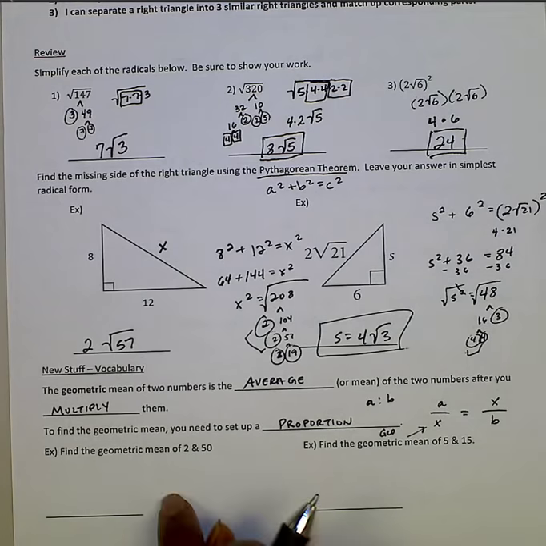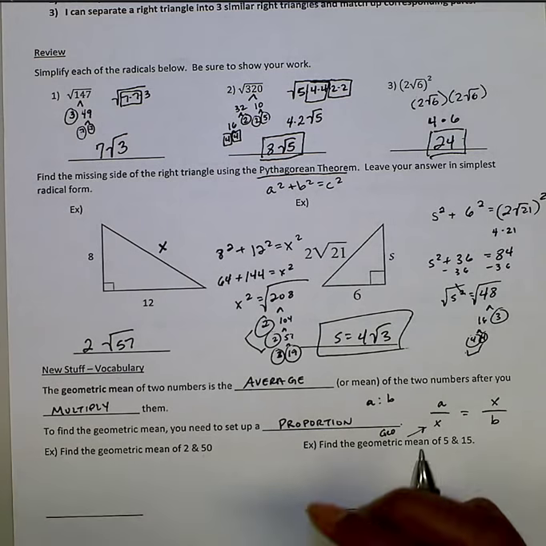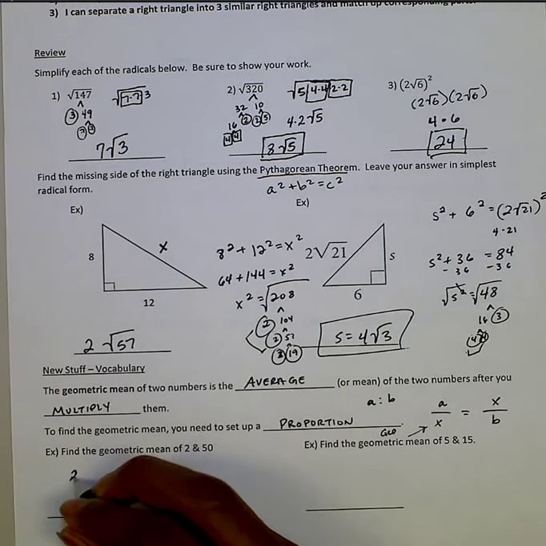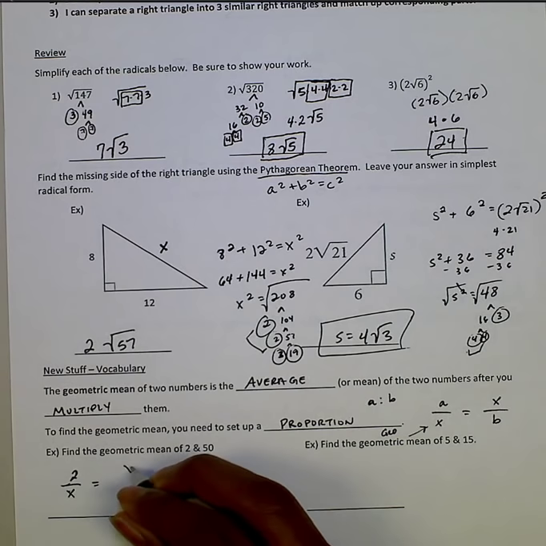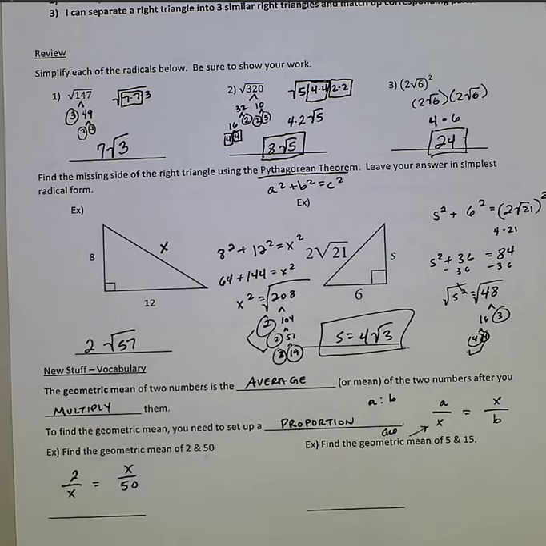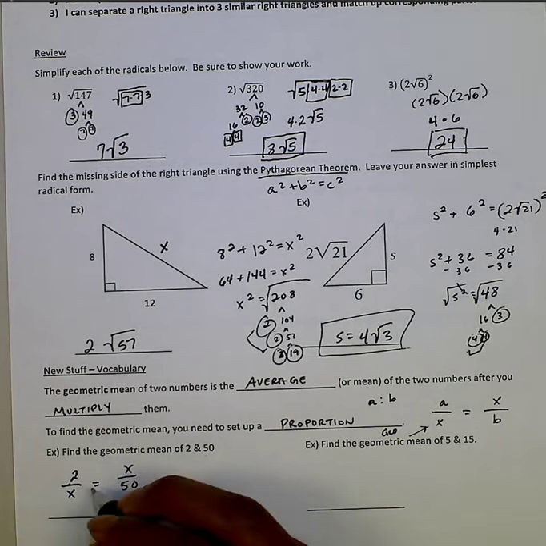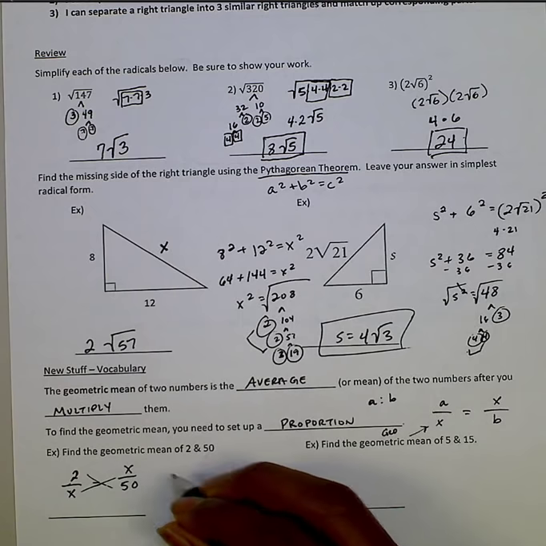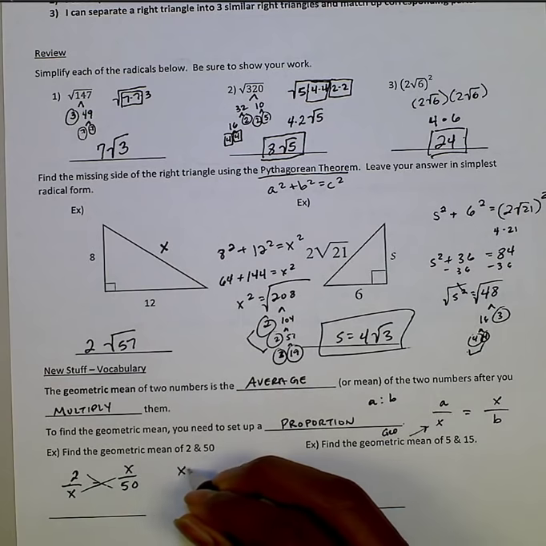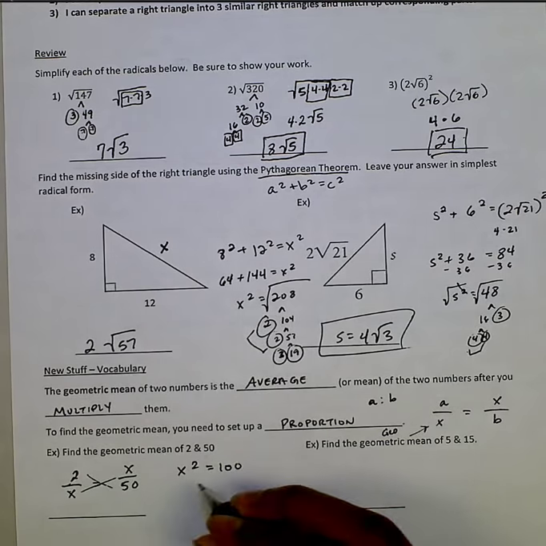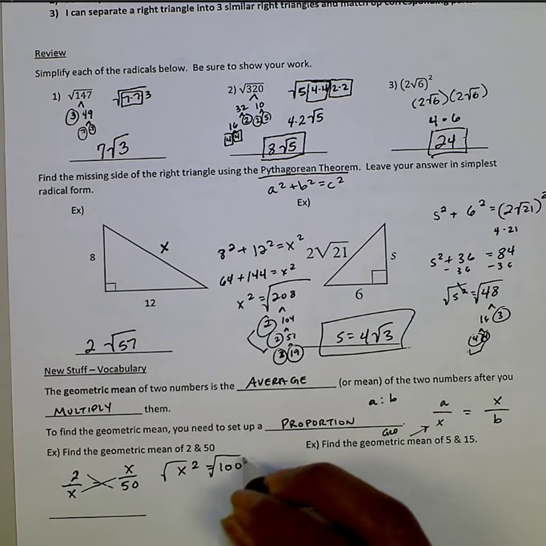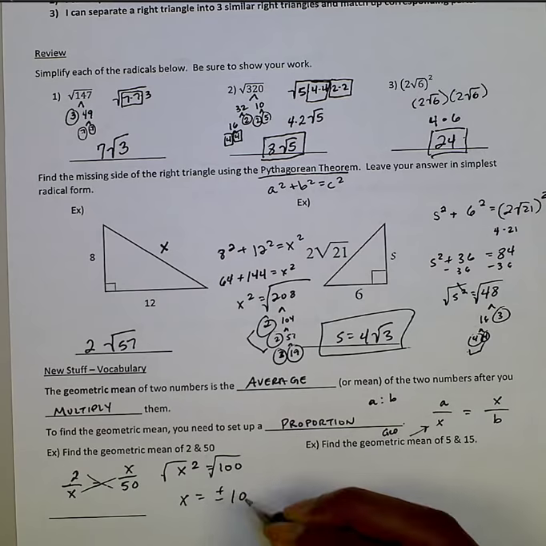So let's put that into practice down here. If I want to find the geometric mean between the numbers 2 and 50, I'm going to set up this proportion: 2 over x equals x over 50. Okay, and so cross multiply. x squared equals 100. In order to find x, I'm going to take the square root, and x will be, you can say, plus or minus 10.